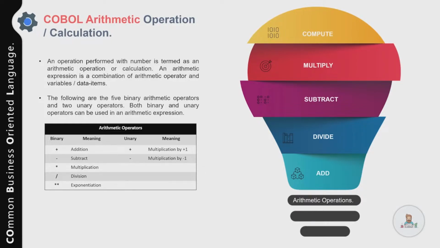The first binary operator is plus, which is used for addition. After that you have minus, which is used for subtraction. After that you have asterisk, which is used for multiplication. Thereafter you have forward slash, which is used for division. After that you have two asterisks, which is used for exponentiation. And the first unary operator is plus, which means multiplication by plus 1. And the next one is minus, which means multiplication by minus 1.